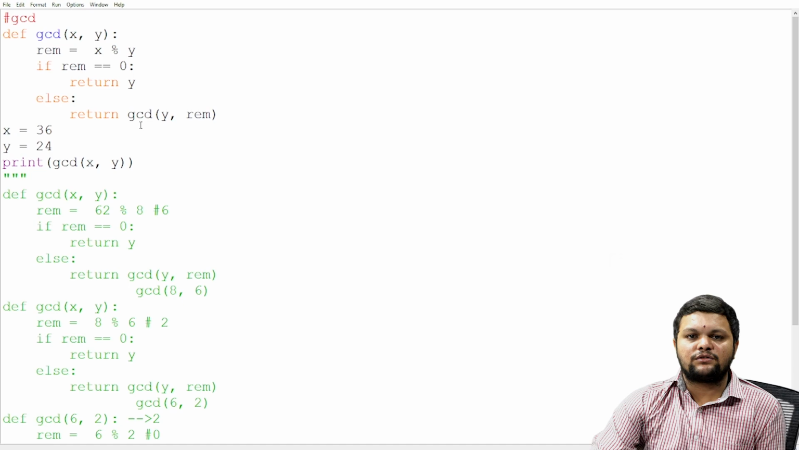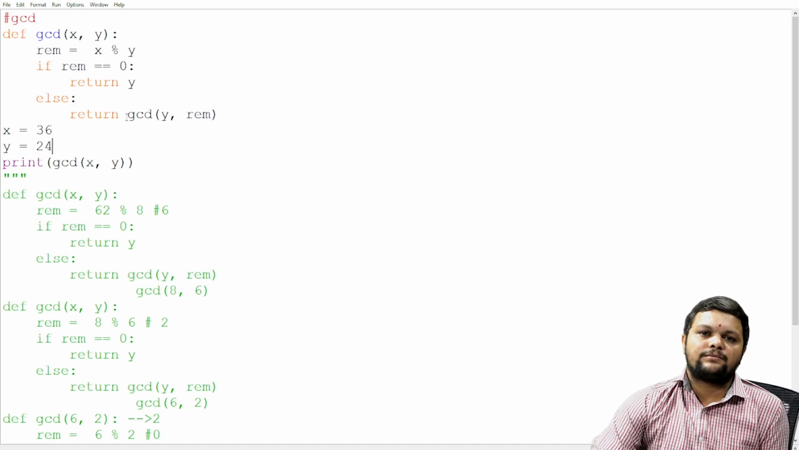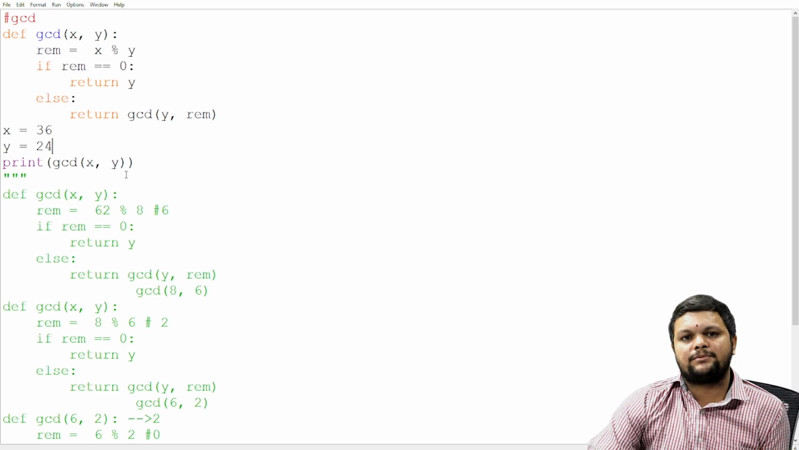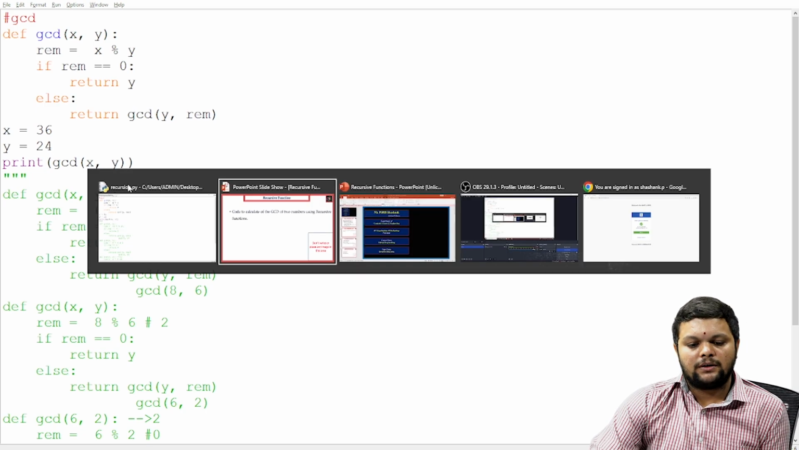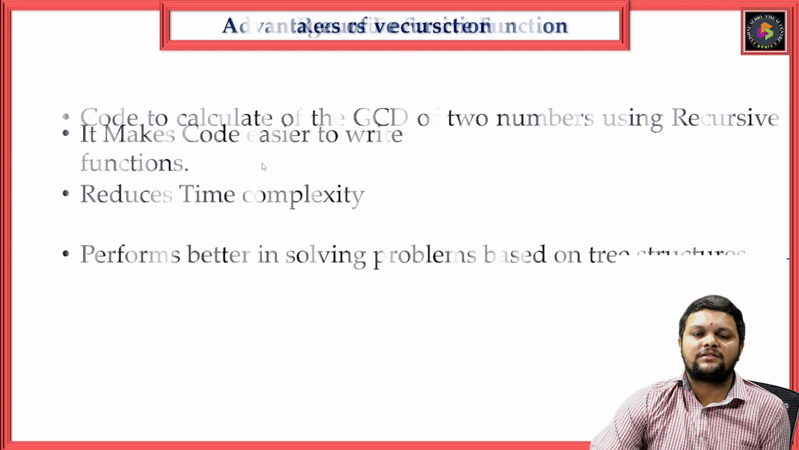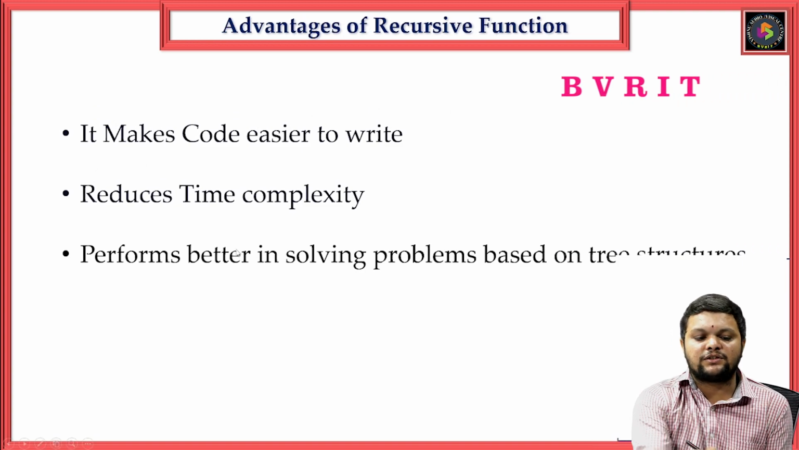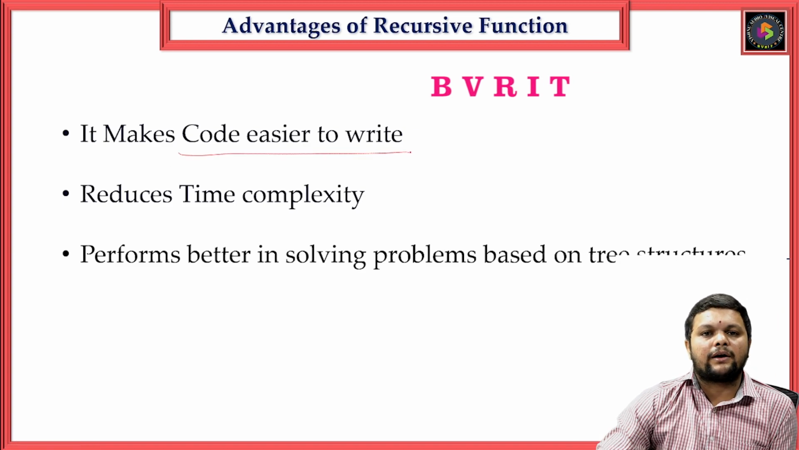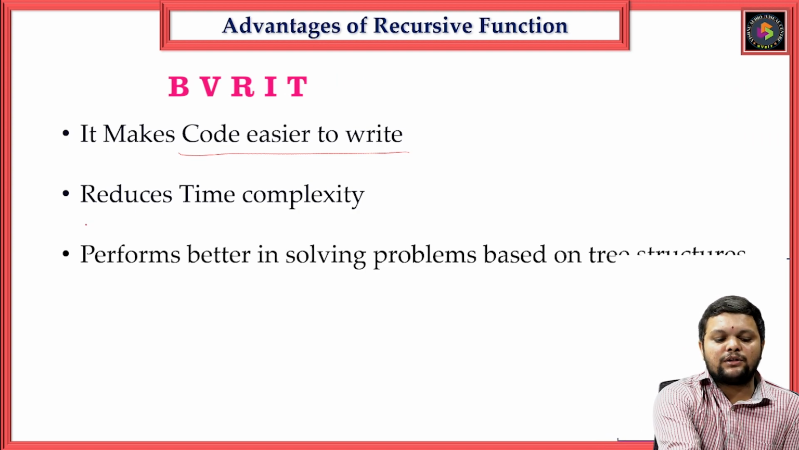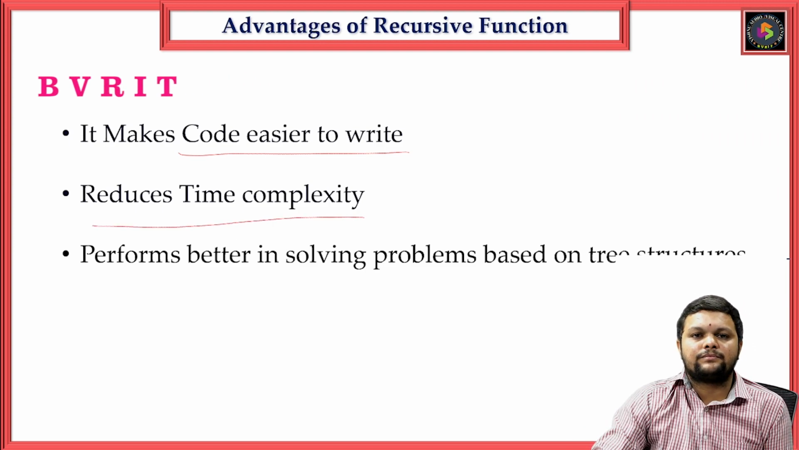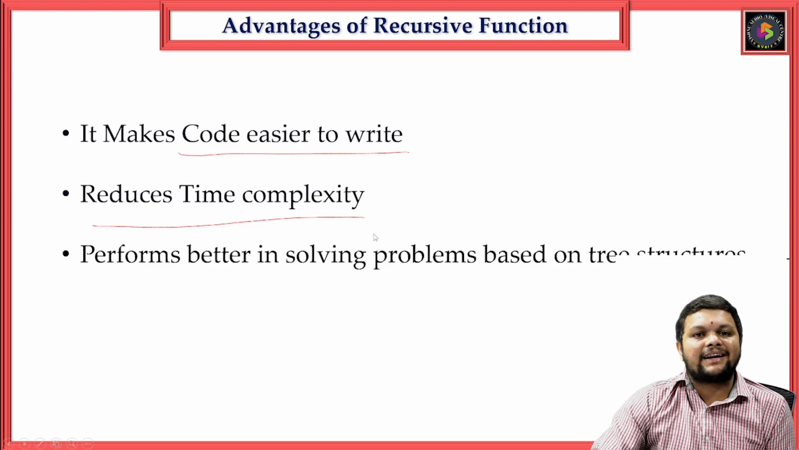So you have some limitations of recursion also. The first limitation is that you cannot exceed more than 1000 times. A Python recursive function will not exceed more than 1000 calls. And there are some advantages and some disadvantages of recursive functions. The main advantage is that it makes the code easier to write. It reduces time complexity. And it performs better in solving problems on tree structures.